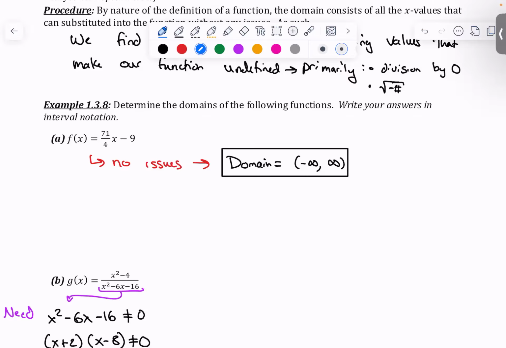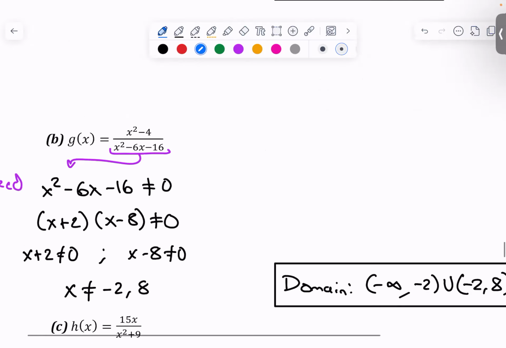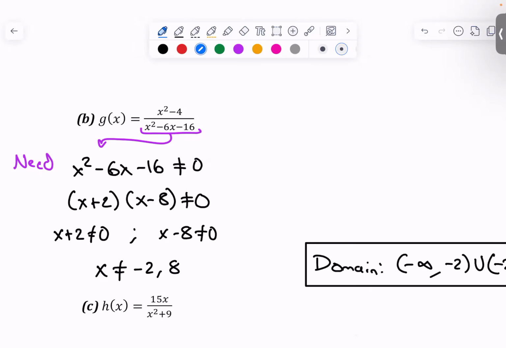So with the first example, the domain is all real numbers because no matter what x value you choose, it always ends up giving you an actual value. You plug in 5, you get a corresponding y value. You plug in 10, you get a corresponding y value. So every x value is part of the domain because you can always plug in the x values. Whereas with part B, if we were to plug in -2 or 8, we would end up dividing by 0, which is not possible. We cannot divide by 0.